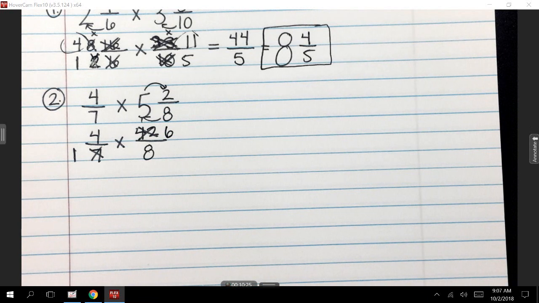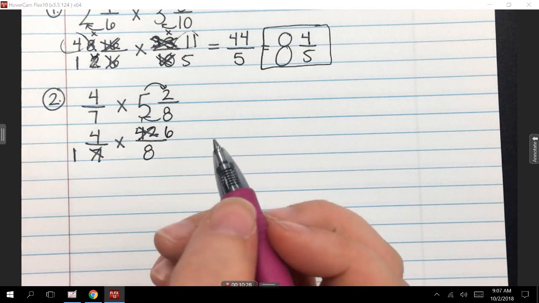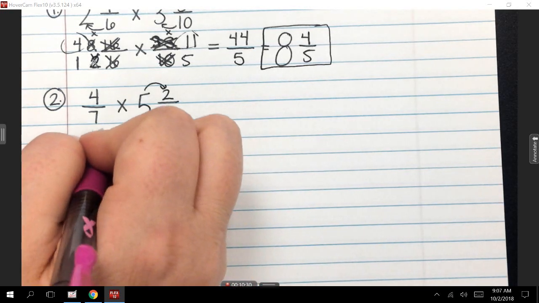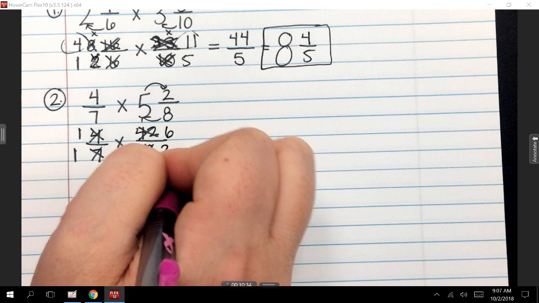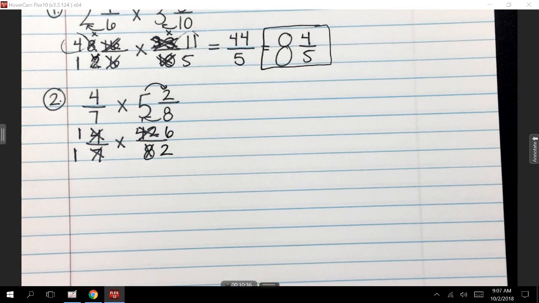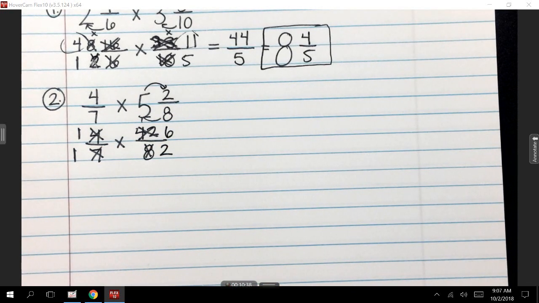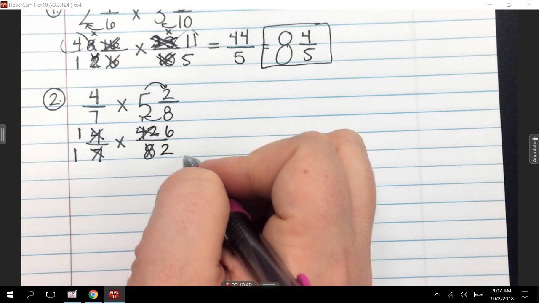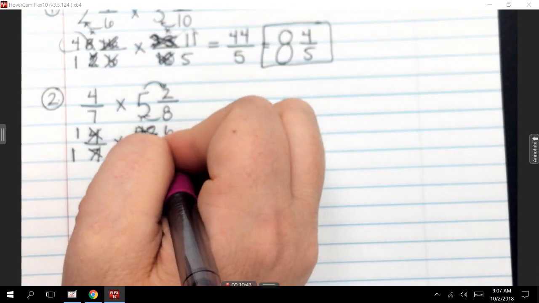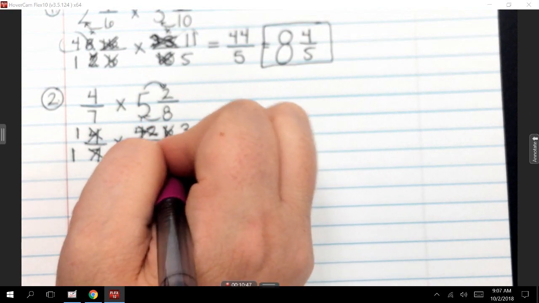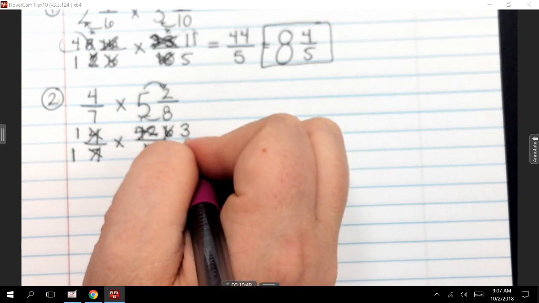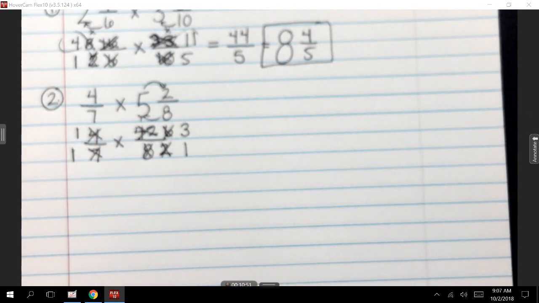Diesel. 4 and 8. What number can I divide those by? 4. So 4 divided by 4 is 1. 8 divided by 4 is 2. What else can simplify here? McKenna? 6 and 2. By 2. 2 will go into 6 3 times. 2 will go into 2 once. Did I actually write the correct number this time when I did the 6?